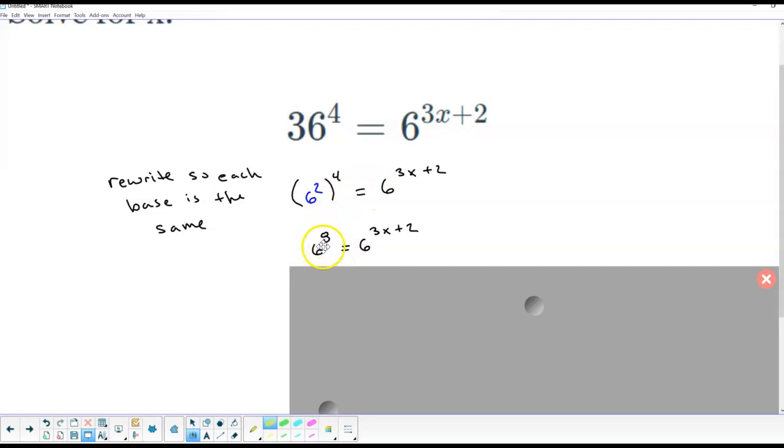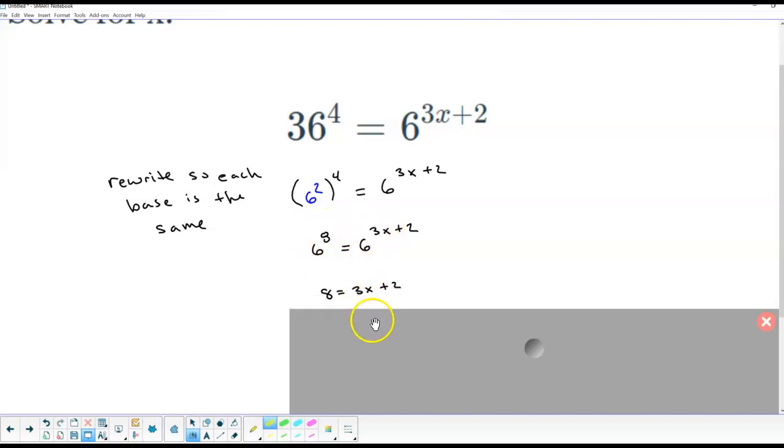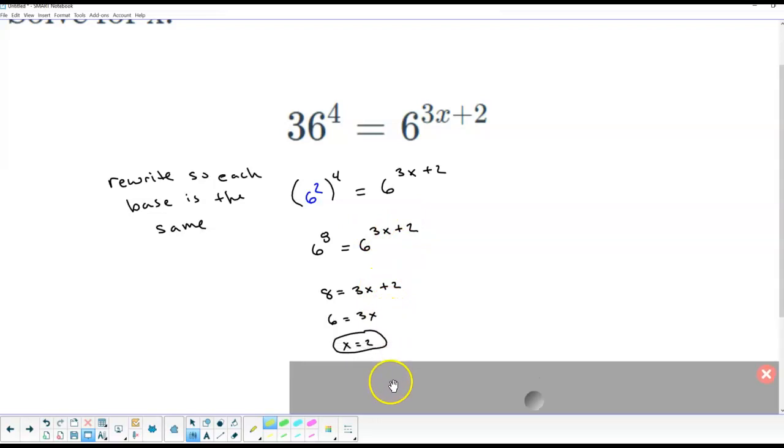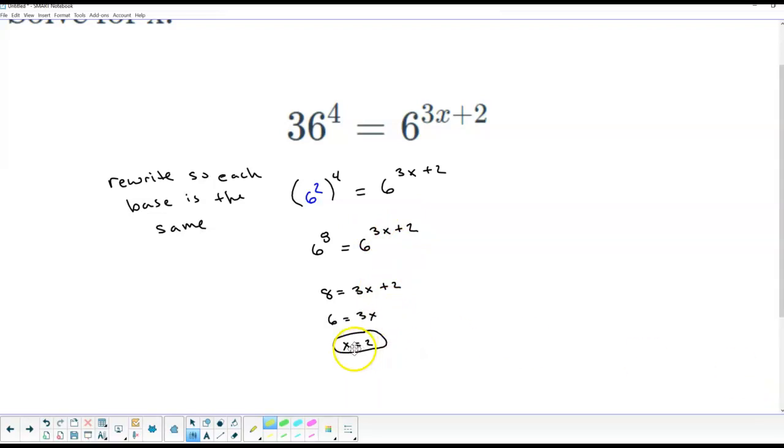Now, here's the theory behind this. If both bases are the same, if these are truly equal, that means the exponents have to be equal as well. So we drop out the bases and we say 8 has to equal 3x plus 2, and now it's a much friendlier algebra problem. All right.